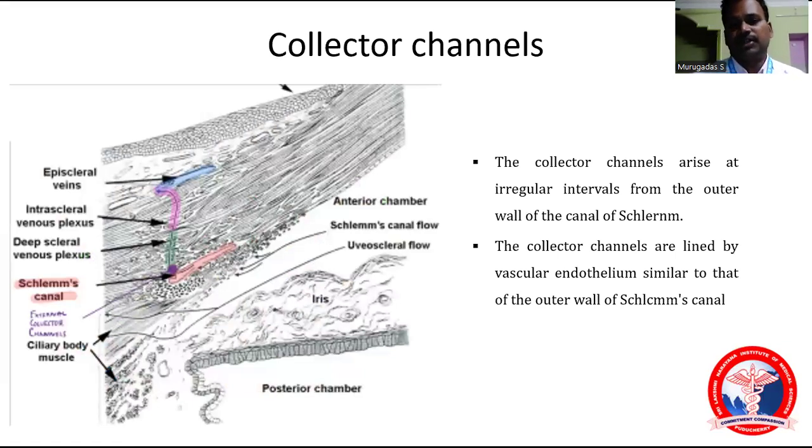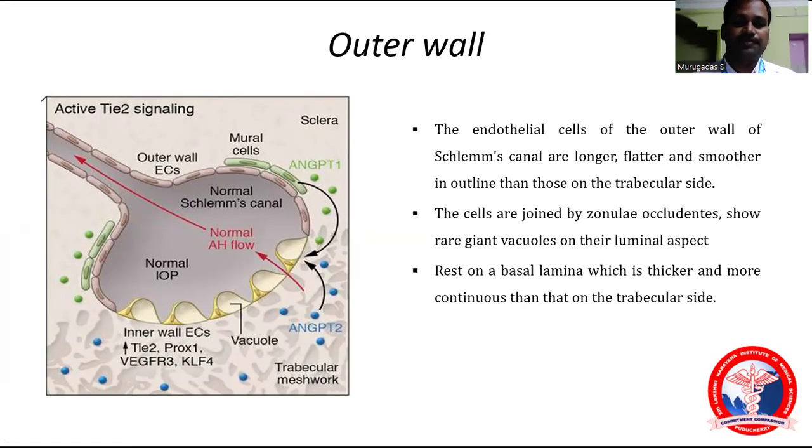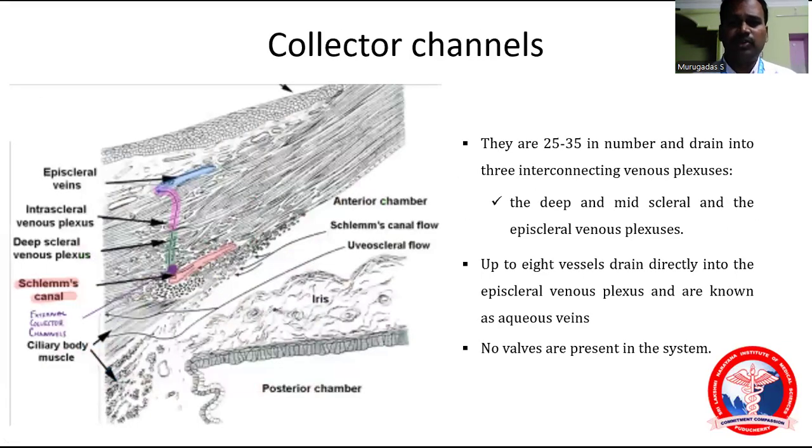Finally, the collector channels. The collector channels arise at irregular intervals from the outer wall of Schlemm's canal. They are lined by vascular endothelium similar to that of the outer wall of Schlemm's canal. They are 25 to 35 in number and drain into three interconnecting venous plexuses: the deep scleral, mid-scleral, and episcleral venous plexus. Up to 8 vessels drain directly into the episcleral venous plexus and are known as aqueous veins. No valves are present in this system.